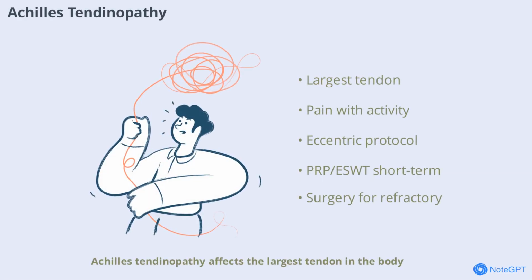Achilles tendinopathy affects the largest tendon in the body, with limited blood supply and a tendency for chronic injury. It's divided into insertional and non-insertional types, with runners and jumpers at higher risk. Patients report pain during activity, localized swelling, and sometimes decreased performance. Examination includes palpation for tenderness and specific tests like the ARC sign and Royal London Hospital test. Imaging such as ultrasound or MRI can show tendon thickening, calcifications, and neovascularity.